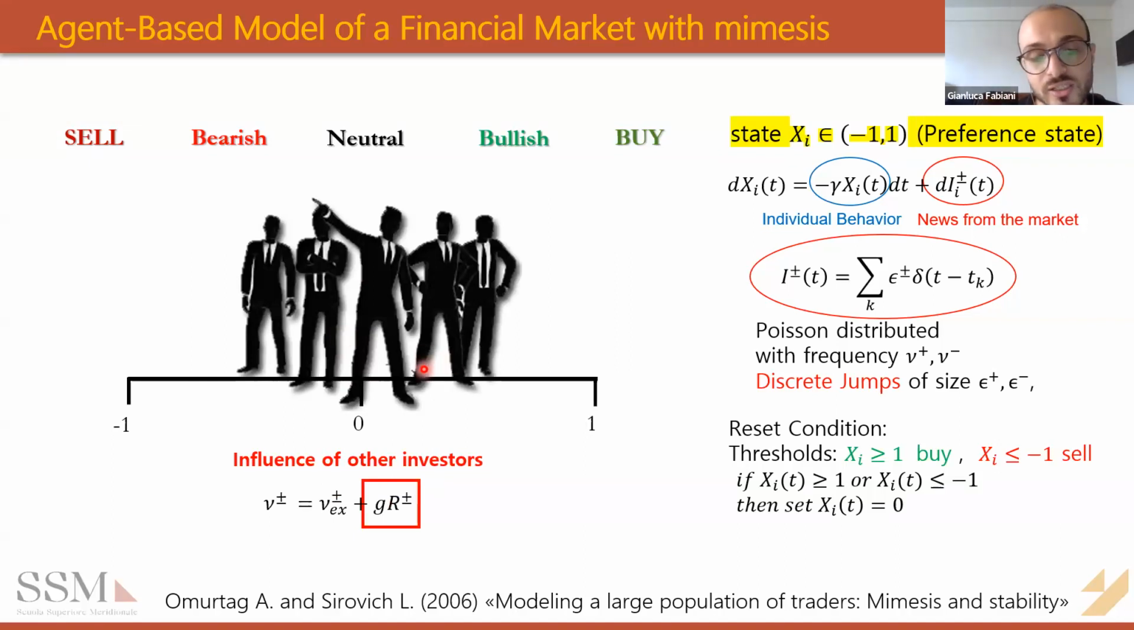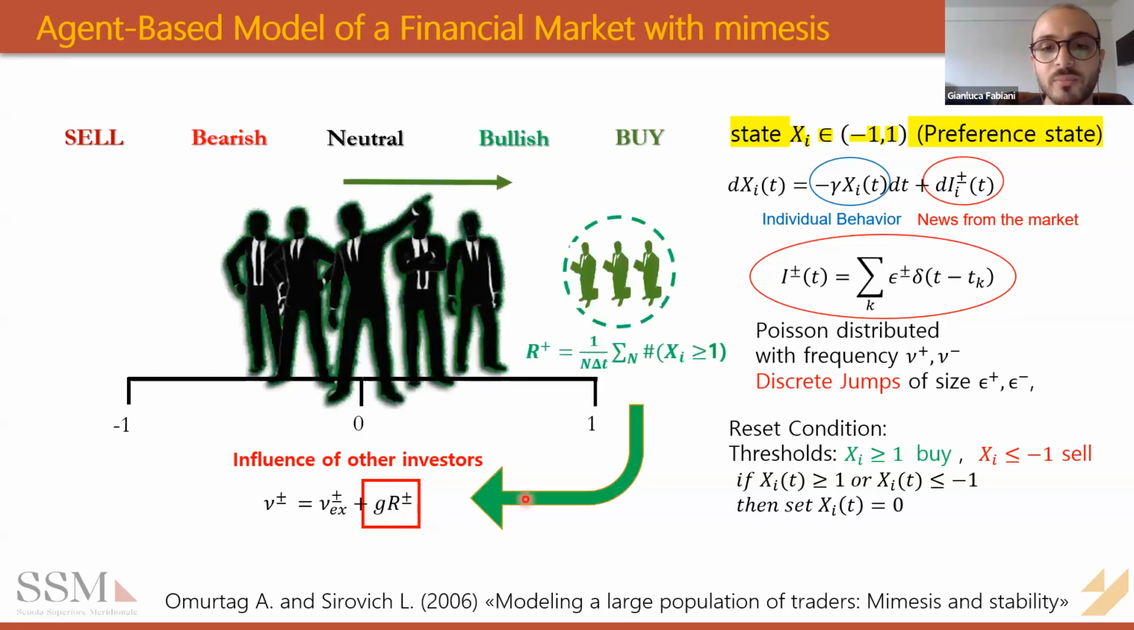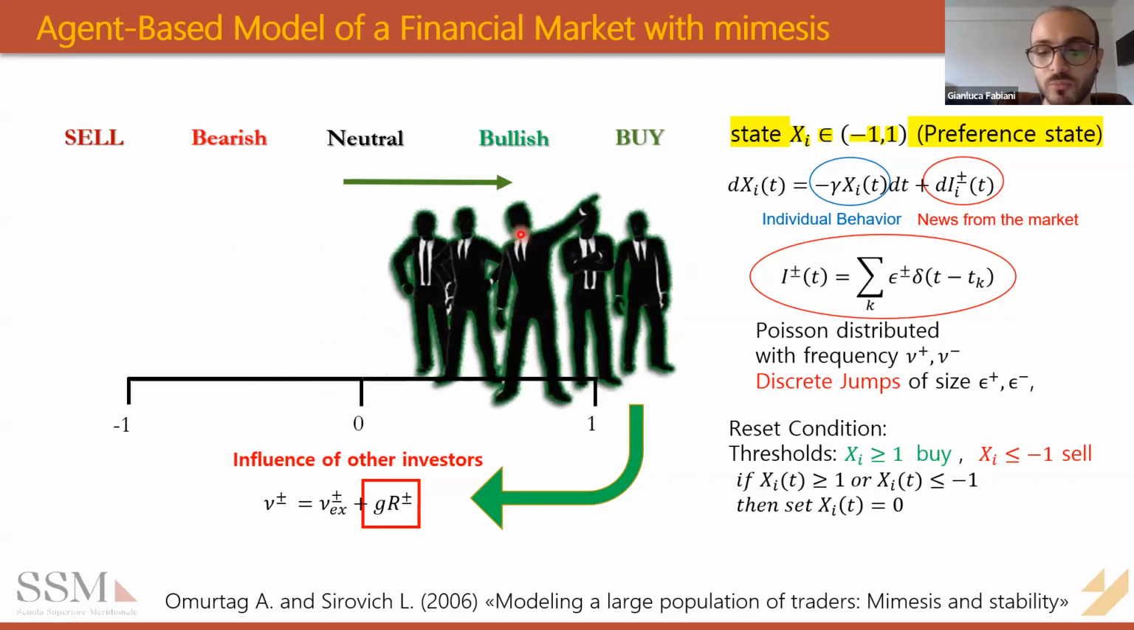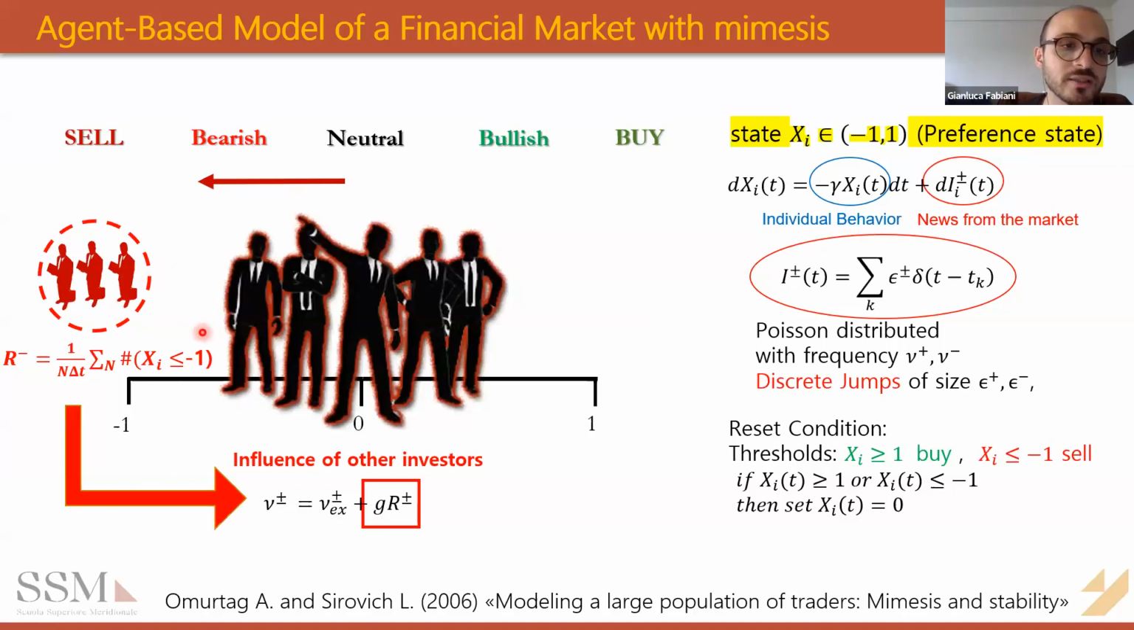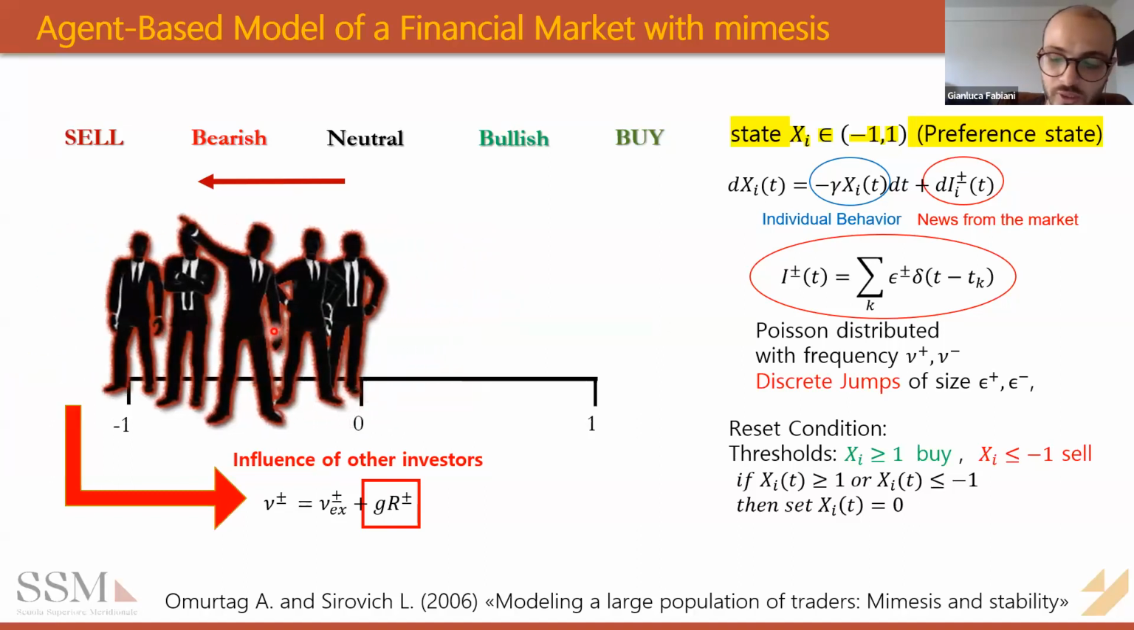If we consider a large ensemble of agents, we also consider the influence of the other investors. So we have this perception of the frequency of Poisson arrivals that is influenced by how many agents are buying and how many agents are selling. So R plus and R minus are the rates of buying and selling agents. And the agents that are buying influence the agent to be more bullish, while the agents that are selling influence the agent to be more bearish.